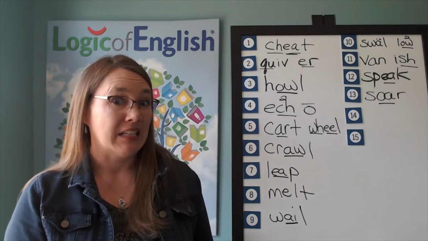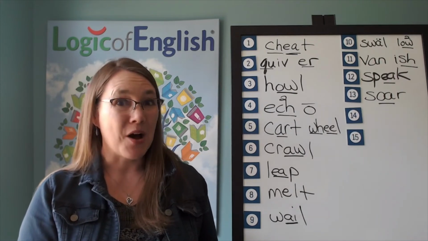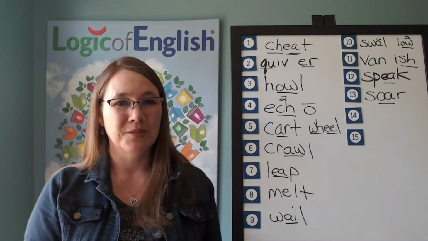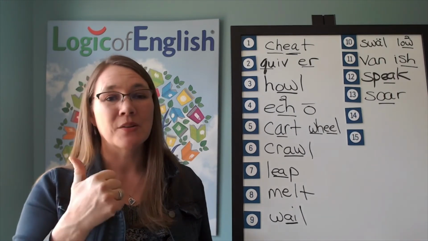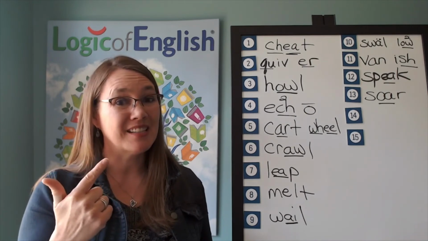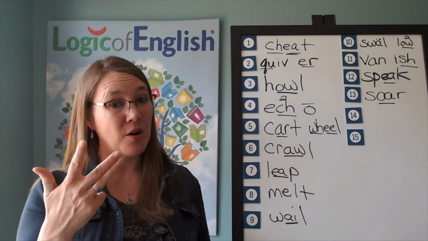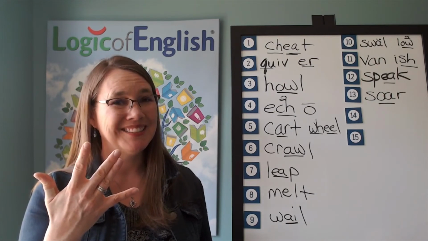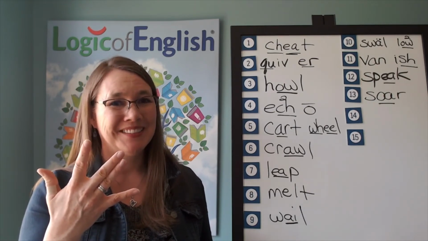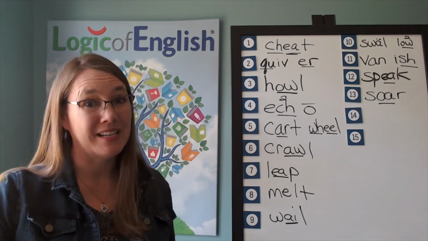The next word is scowl. The girl had a scowl on her face. Scowl. Go ahead and say scowl. Let's sound it out. Sk. Use a k. Ow. This is an ow. O. Ul. Scowl. That's right. Go ahead and write scowl.